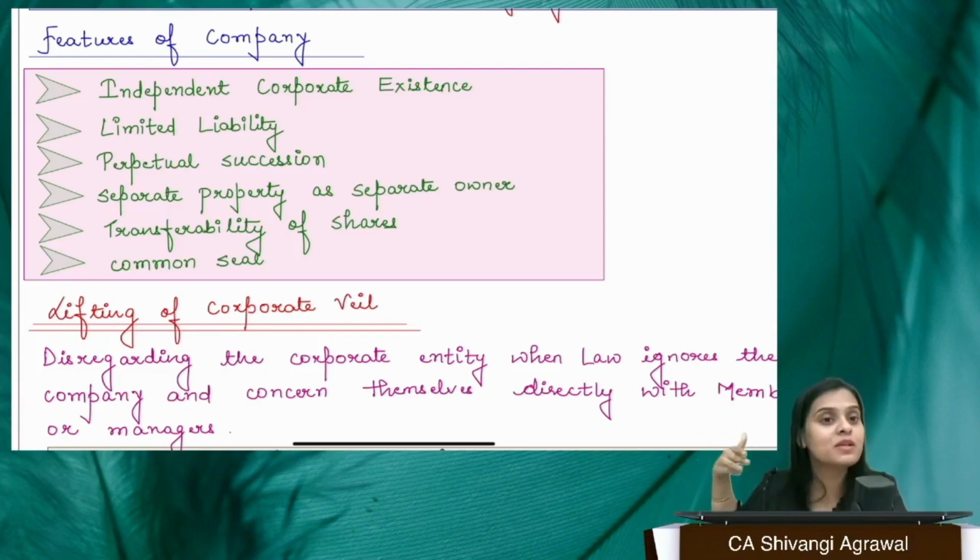This share of mine in the company can be transferred also. In case of a public company, it is freely transferable. In case of a private company, there is restriction in transferability, but undoubtedly, in both the cases, the shares can be transferred. And the last feature that we are reading over here is common seal. Common seal is basically the stamp of the company. Earlier, it was mandatory that every company must have a common seal. Now, it is optional. After the Companies Amendment Act 2015 came into picture, it became optional, so companies may have a common seal or may not have a common seal.